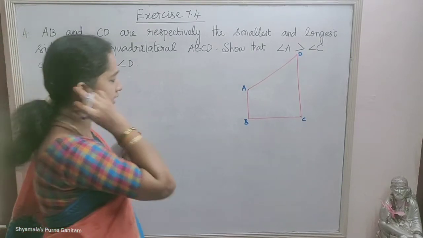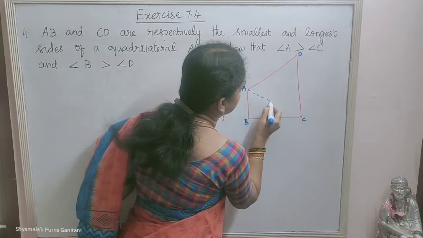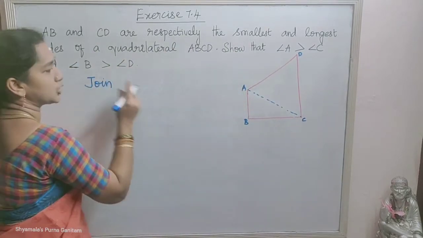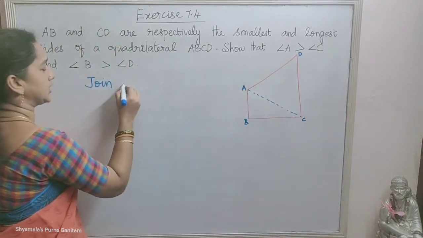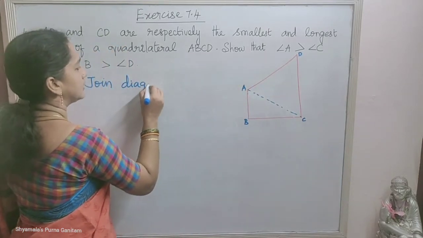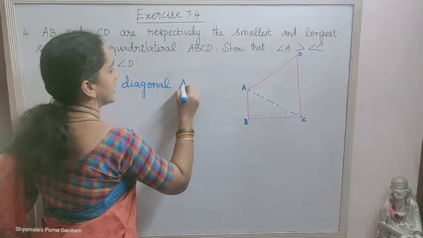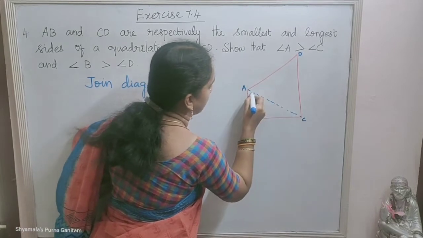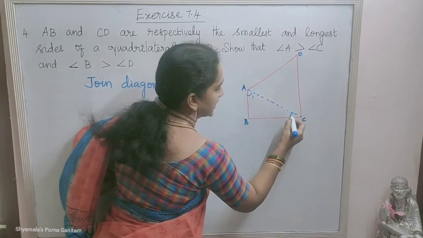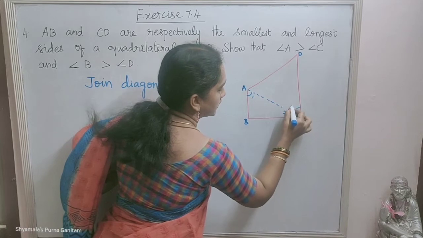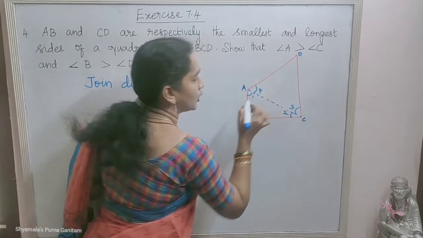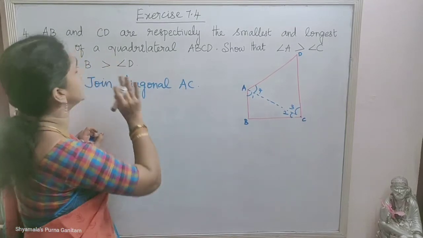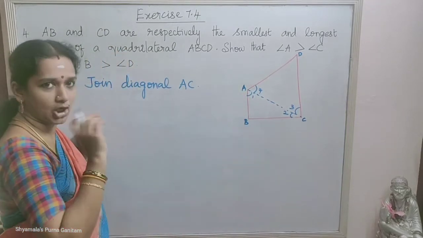So for proving this, first we will join the diagonal AC. So we will get two triangles for this. Okay, so we will get four angles when we draw the diagonal like this. So this one we will take as angle 1, angle 2, angle 3 and angle 4. So when we join diagonal AC, in the question itself it is given that AB is the shortest side.